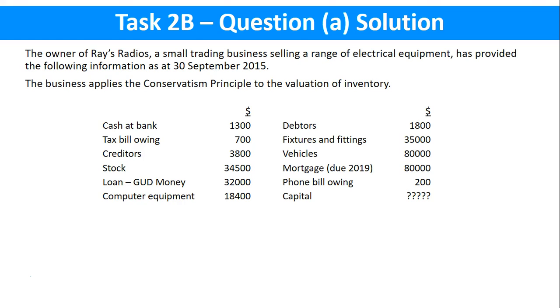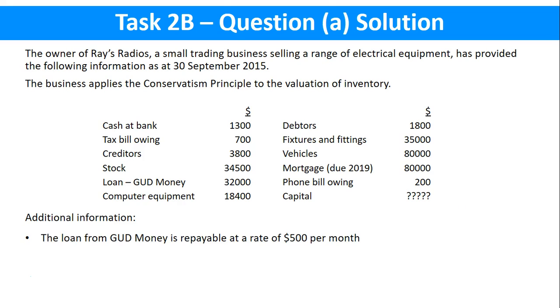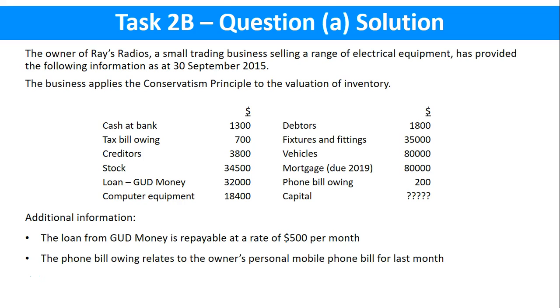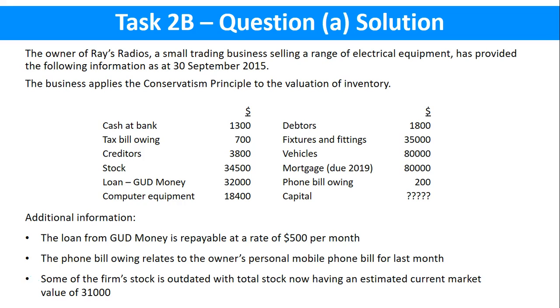And we've got capital, which at the moment we don't know. So we've been given a series of question marks there. So we also have some additional info. The loan from the GUD money is repayable at $500 per month. The phone bill owing is actually the owner's personal mobile bill for last month. And some of the firm's stock is outdated, with total stock now having an estimated current market value of $31,000, which is different to the figure in the stock ledger there of $34,500.